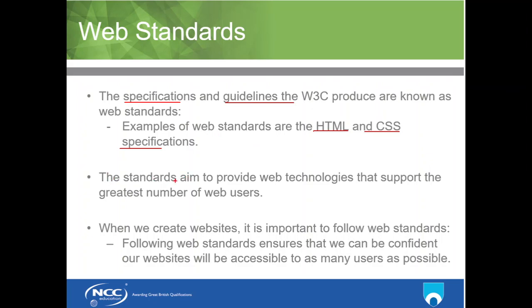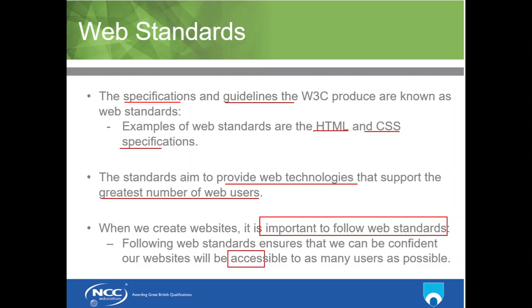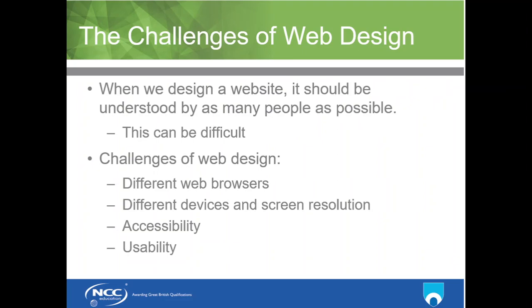So the standards aim to provide web technologies that support the greatest number of web users. So that's the main reason as to why we have web standards. When we create websites, it is important to follow web standards. Why? Because when we follow web standards, then we can guarantee that your website is accessible to as many users as possible, irrespective of the device they are using or other challenges they are having. For example, they are differently abled and so on and so forth. So we are going to look into this even more as we go on.